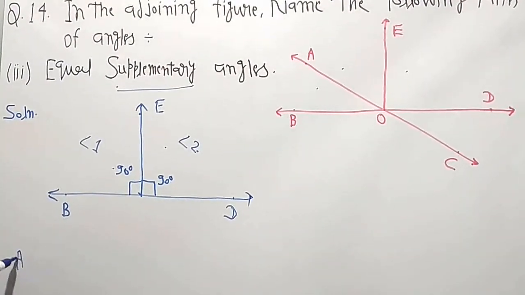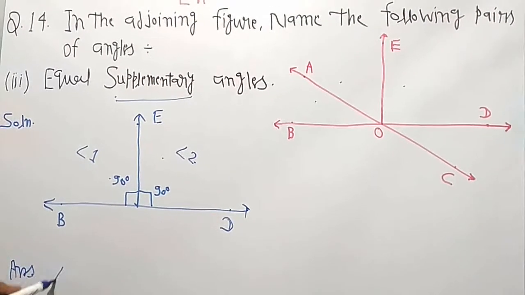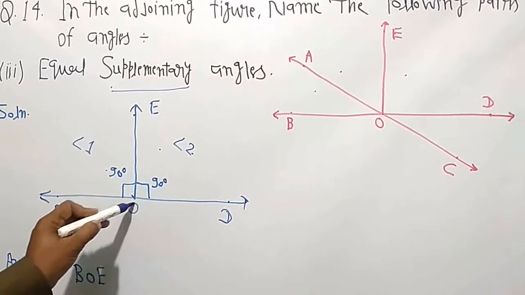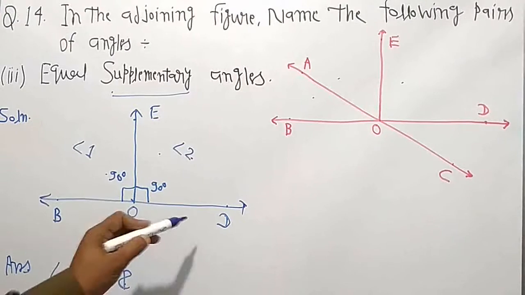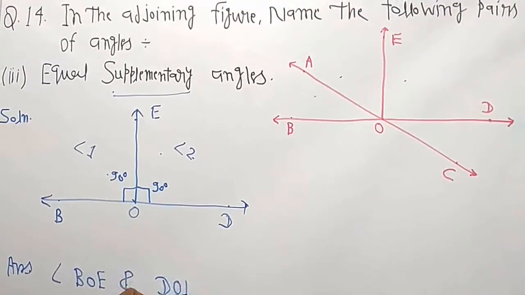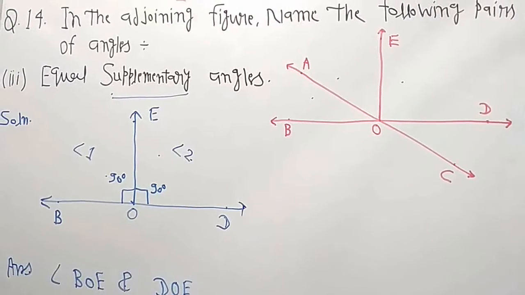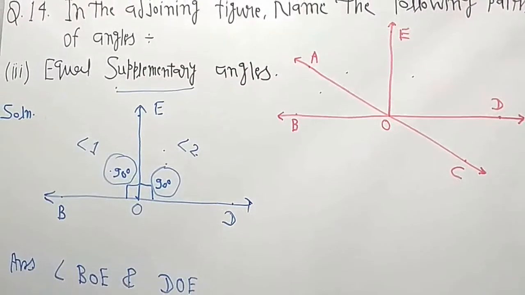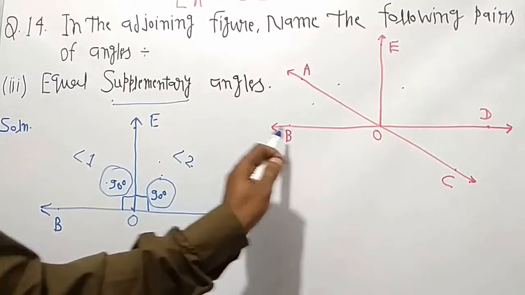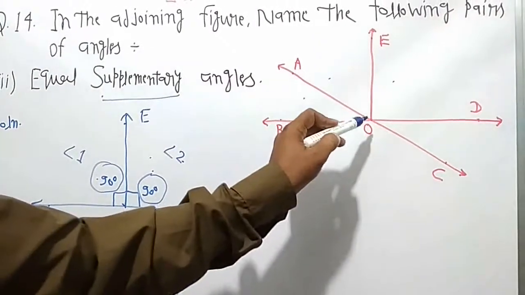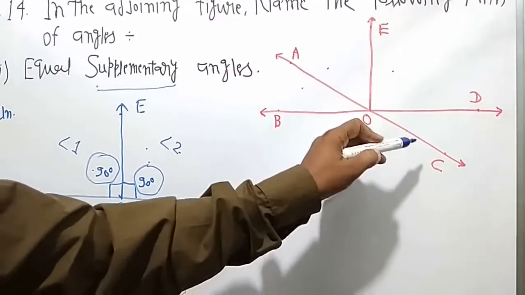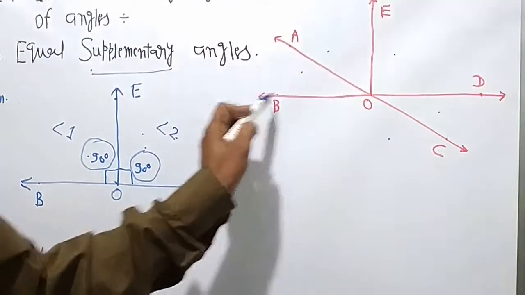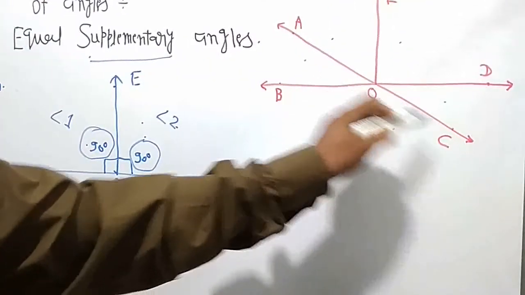So in the answer we can write angle BOE, this is our vertex O, and DOE. This is the required pair of equal supplementary angles, because 90 and 90 are equal angles. If we talk about the others, suppose downwards, then it is one more pair in which this is the first angle and this is the second angle, but one is an acute angle and the other is an obtuse angle. It is bigger, more than 90, and the other is less than 90.